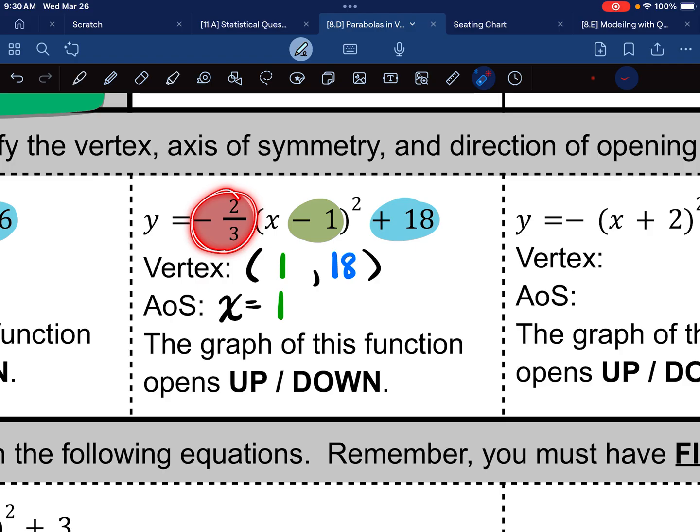Now this makes kids a little confused with the a value here. The negative sign here, right, negativity brings us down. The 2/3 here sometimes throws kids off. That makes it wider, guys. That's called a compression. So it makes your smile like this.